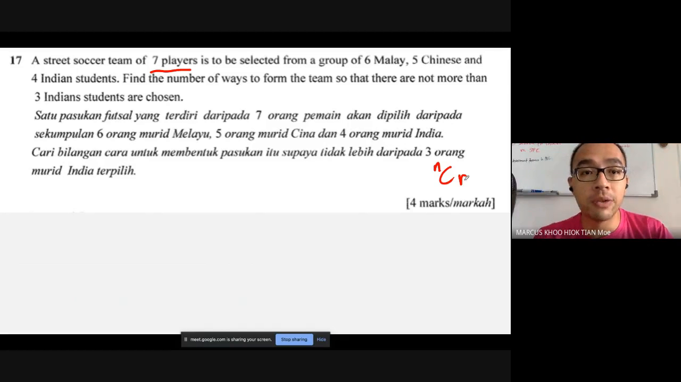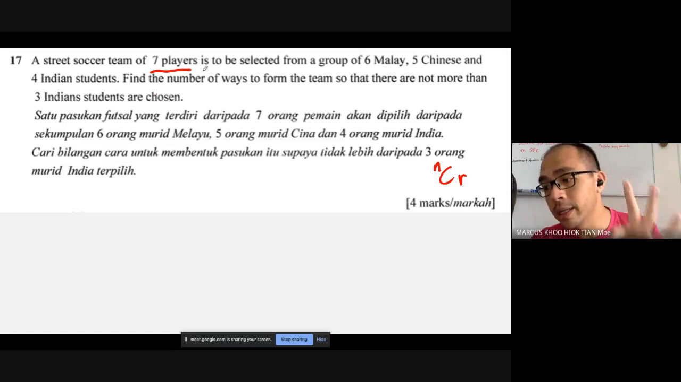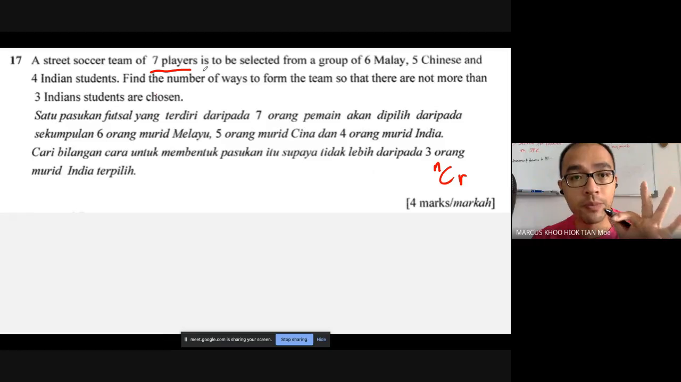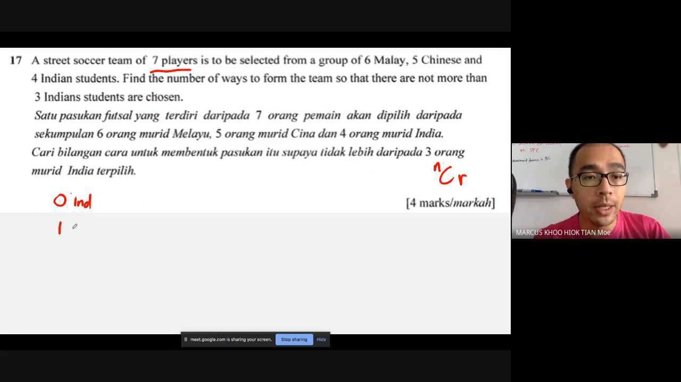But there is a requirement here, so that there are not more than 3 Indian students chosen. That means in this team, there must be a maximum of 3 Indian students chosen. That means we're talking about 4 cases: 0 Indians, 1 Indian student, 2 Indian students chosen, and then finally 3 Indian students chosen.